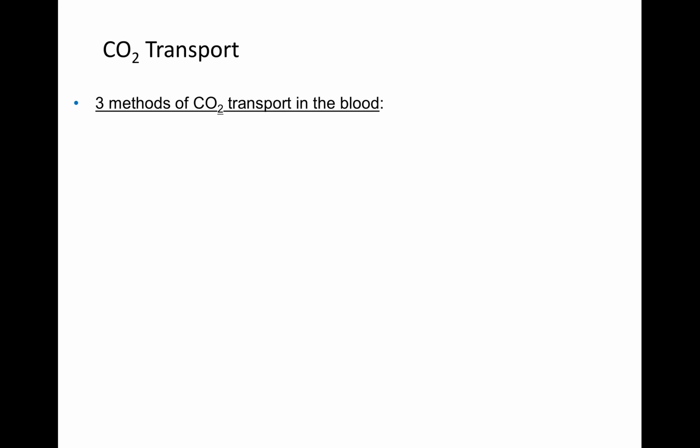So how is carbon dioxide transported through the blood? There's really three methods. And the first one is really direct. About 7% of the carbon dioxide is simply dissolved in the blood plasma. So it can make its way out of the body tissues, diffuse into the blood, dissolved in the fluid portion of the blood, and make its way back to the lungs that way.